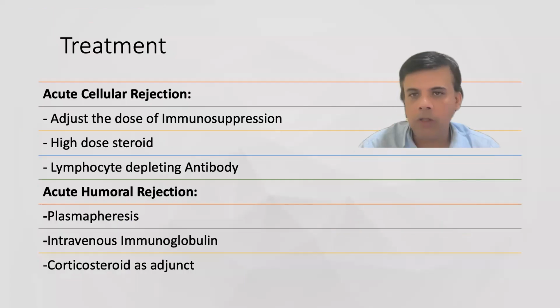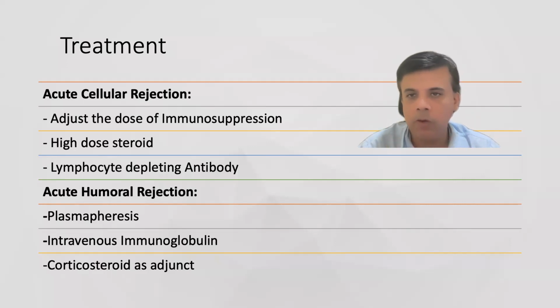Treatment. Now, how do you treat the patient? The treatment has to be done by doing immunosuppression, adequate immunosuppression. That is the first mode that can prevent these kinds of acute rejections. High dose steroid is highly recommended as the first line of therapy in acute cellular rejection, and some lymphocyte depleting antibodies may also be used in acute cellular rejection.